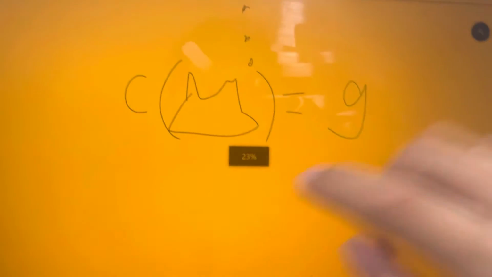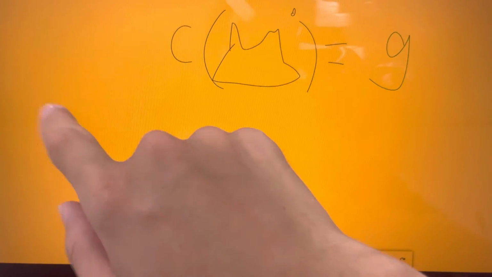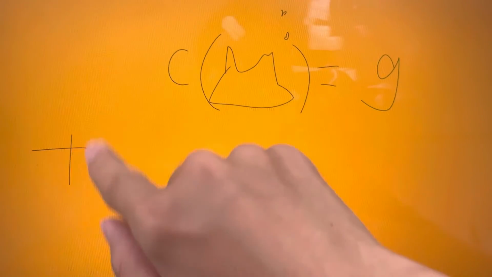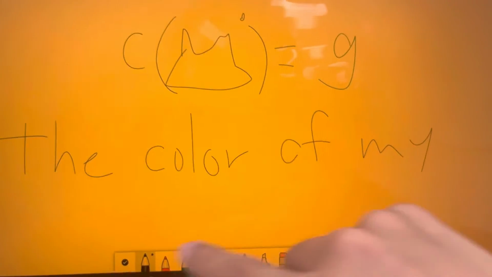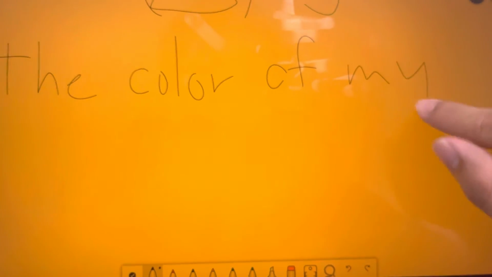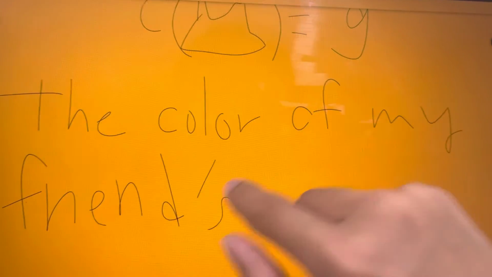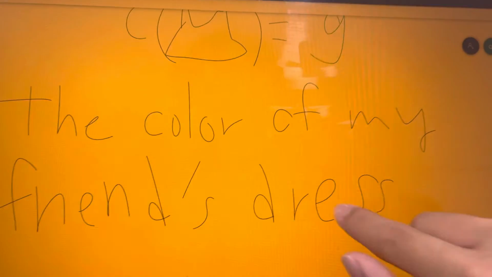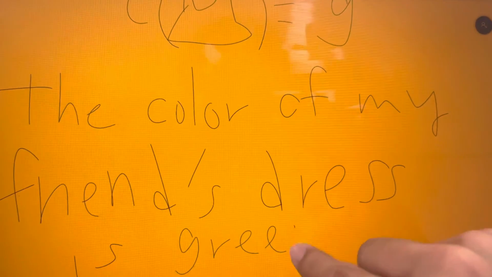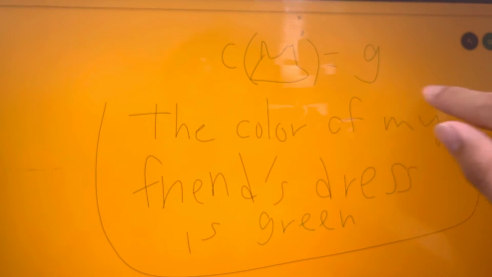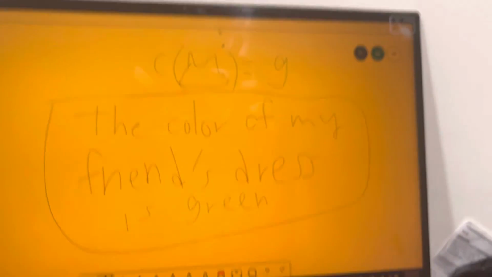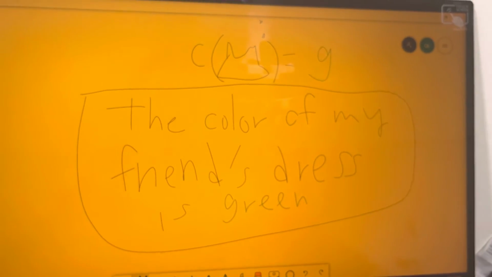So therefore, the color of my friend's dress is green. Okay, now we just box in our answer. And that's our final answer. The color of my friend's dress is green.